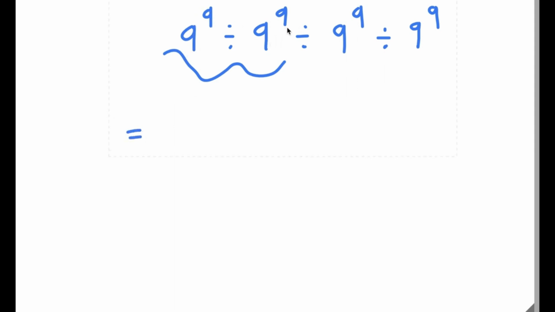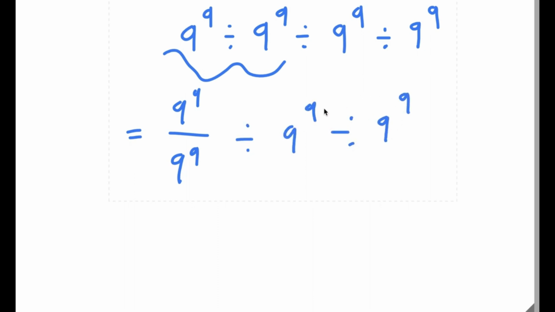Well, 9 to the power of 9 divided by 9 to the power of 9, that's simply 9 to the power of 9 over 9 to the power of 9. So I have this divided by 9 to the power of 9 divided by 9 to the power of 9. Now, remember PEMDAS, we have to go in order. So we can't just switch these out. We can't just do this divided by these two. We have to go in order. So what comes first is 9 to the power of 9 divided by 9 to the power of 9.